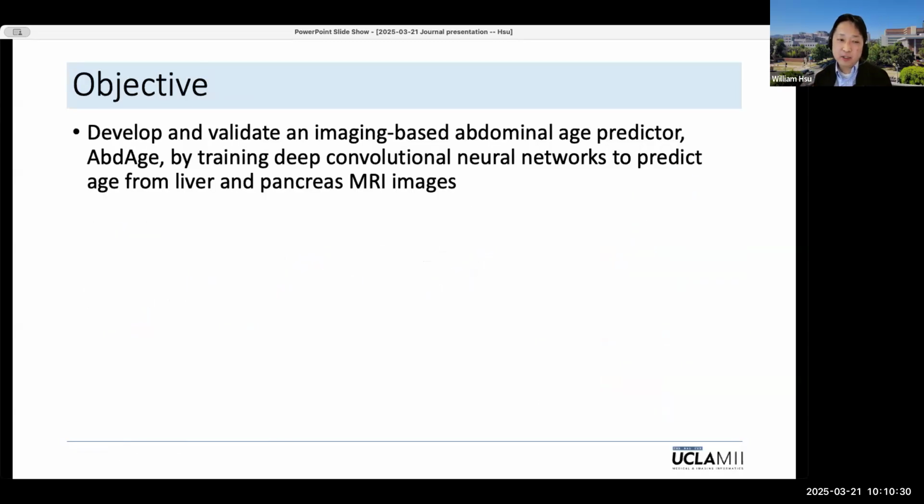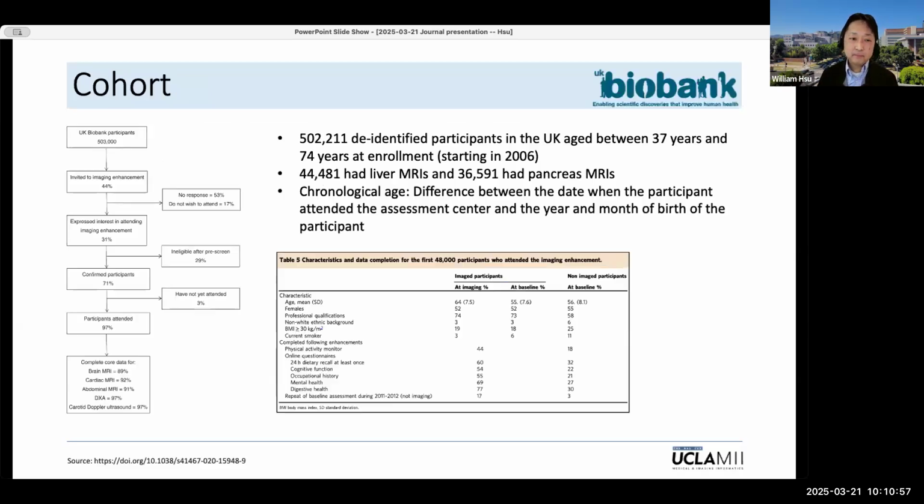In this particular paper, the authors were trying to develop and validate an imaging-based abdominal age predictor, which they call AbdAge, by training a deep convolutional neural network to predict age from liver and pancreas MRI images. Hopefully you can see the relationship between why I'm choosing this paper and the work that we're trying to do in my lab, where we're trying to tie the imaging data to some kind of biological evidence that ultimately could be a predictor of risk.